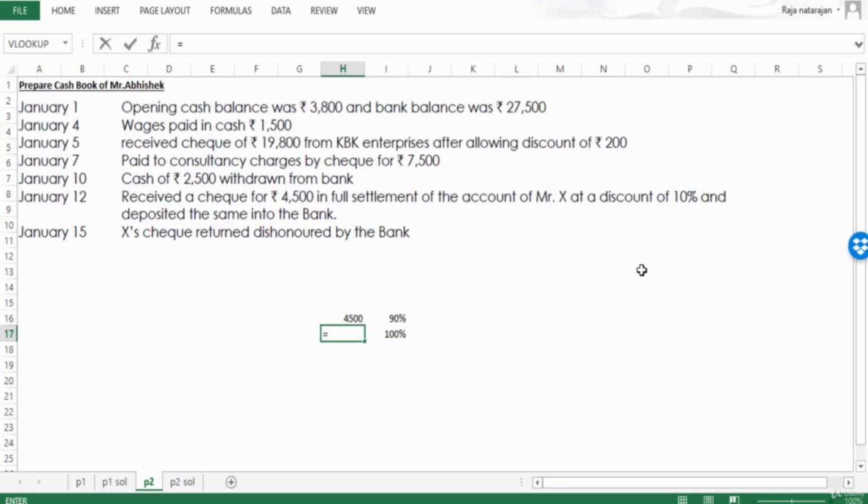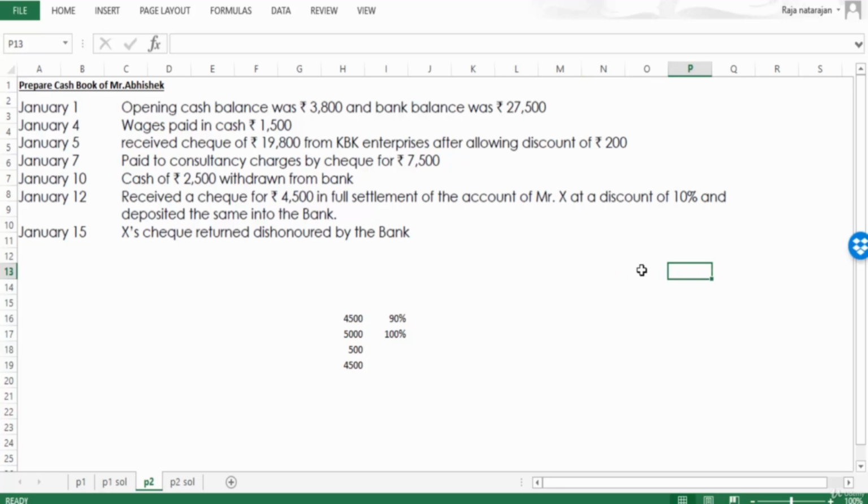It's simple. We can do a cross multiplication. 4,500 into 100% divided by 90%. So the ideal amount should have been 5,000. And that's what the question also says. It is after a discount of 10%, because on 5,000 you apply 10%, you get 500. 5,000 minus 500, you get 4,500. Okay, so this understanding is required, because the question says received a check of 4,500 in full settlement of the account of Mr. X at a discount of 10%.